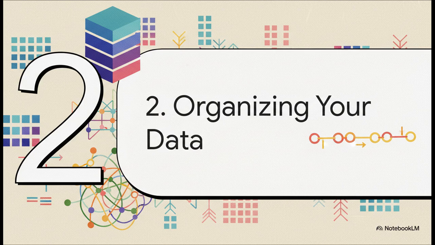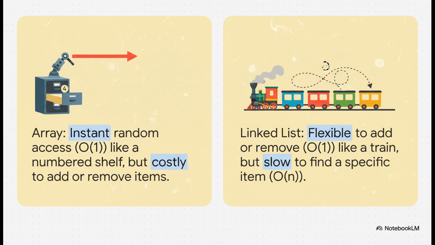We get that. But before we can process anything, we have to get our digital materials organized. And that's where the first half of DSA, data structures, comes into play. Well, the most basic choice is often between an array and a linked list, and it's all about trade-offs. An array is kind of like a numbered shelf. You can grab any item instantly if you know its position. A linked list, on the other hand, is more like a train. It's super easy to add or remove cars, but if you want to find a specific one, you have to walk from the engine all the way down the line.